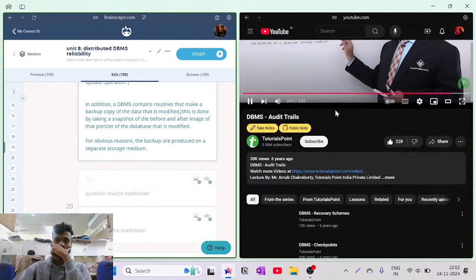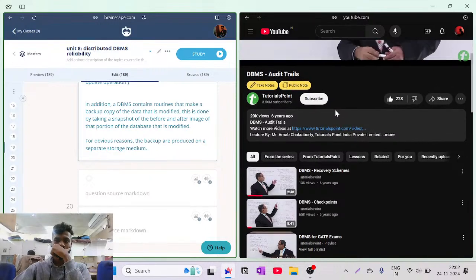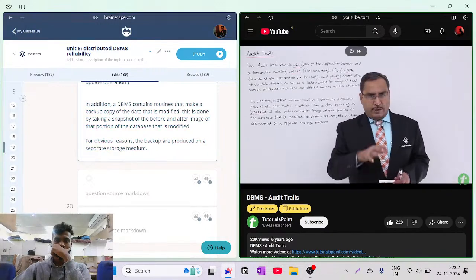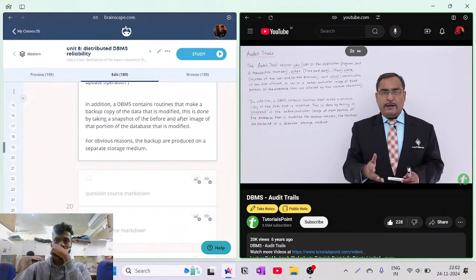For obvious reasons, the backups are produced on a separate storage medium. So in this way, we're getting the idea of what is a snapshot, and obviously we're getting the idea of what is an audit trail.